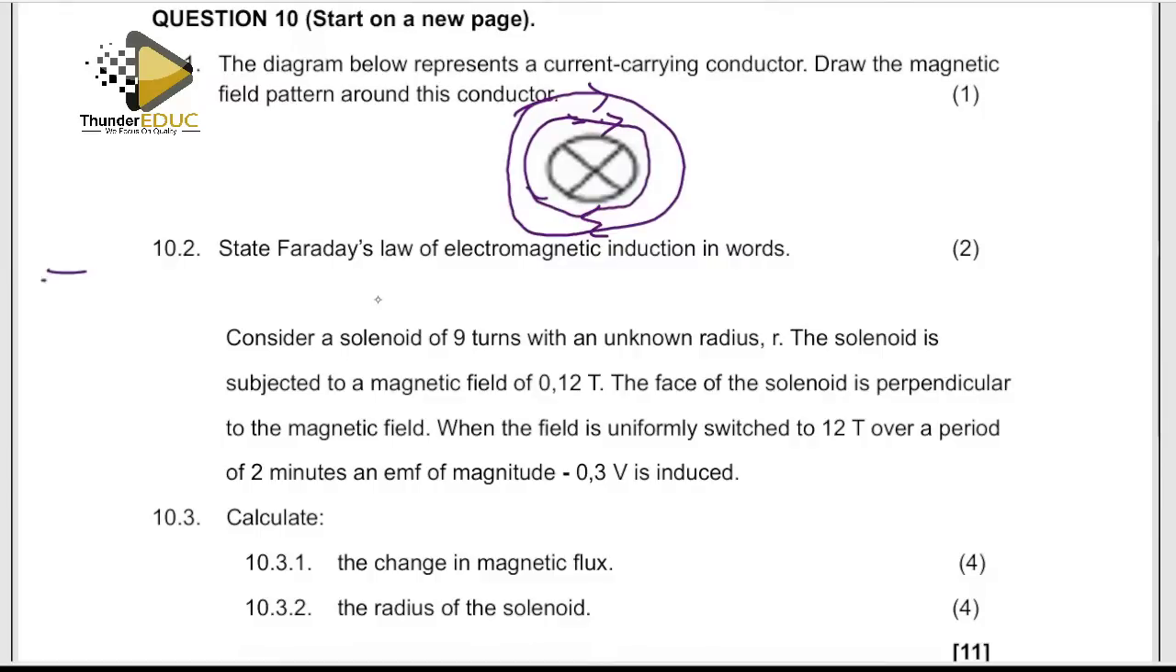And then state Faraday's law of electromagnetic induction in words. And so we know that the magnitude of the induced EMF across the ends of a conductor will be directly proportional to the rate of change in magnetic flux, change in flux over the change in time. So the rate of change in magnetic flux linkage with the conductor.